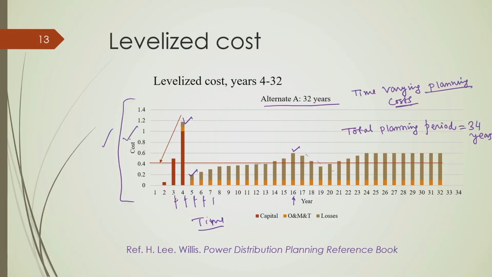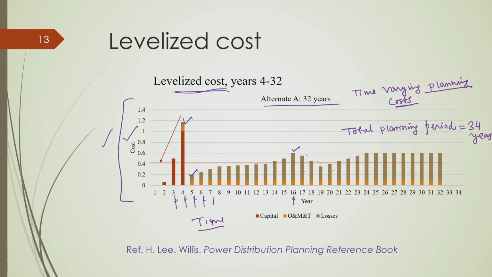And most importantly, if I want to compare this planning with another planning which is having another set of time varying cost, how do we compare these two planning alternatives? So, in order to bring them in a same platform, we use this levelized cost. This levelized cost will convert these time varying cost components in different future years to a constant cost. So, this is basically this levelized cost, constant annual cost, by using which we can compare one planning alternative to another planning alternative. Now, how it is done?